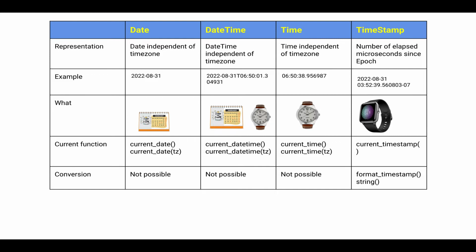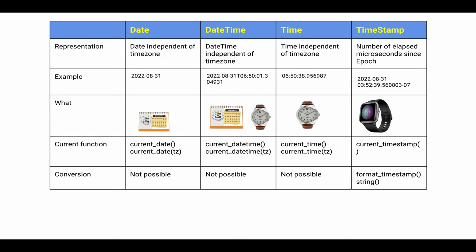Similarly, time is equivalent to an analog watch, but timestamp is a little bit sophisticated. You can think more of it like a smartwatch. So you can click a button and change the time zone where you wanted to see the date and time.